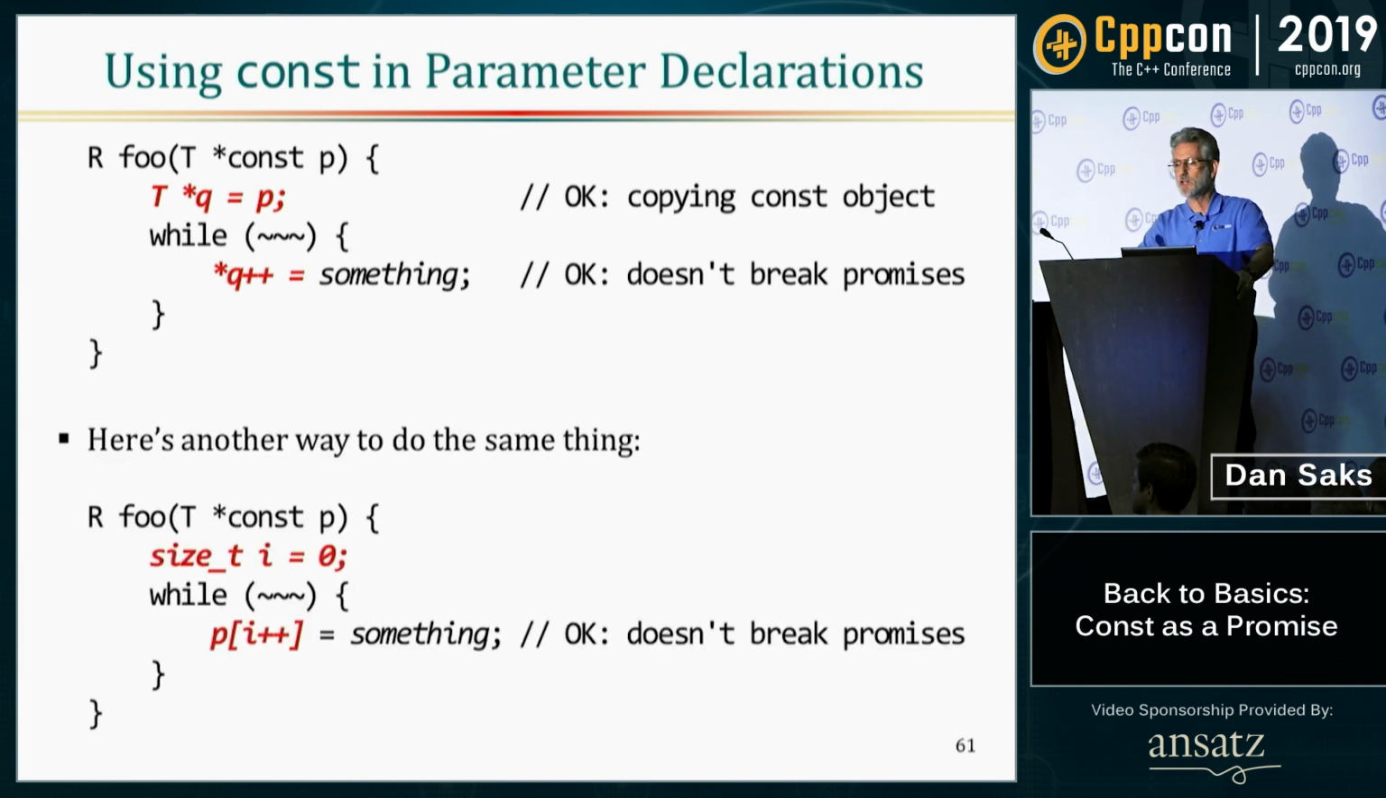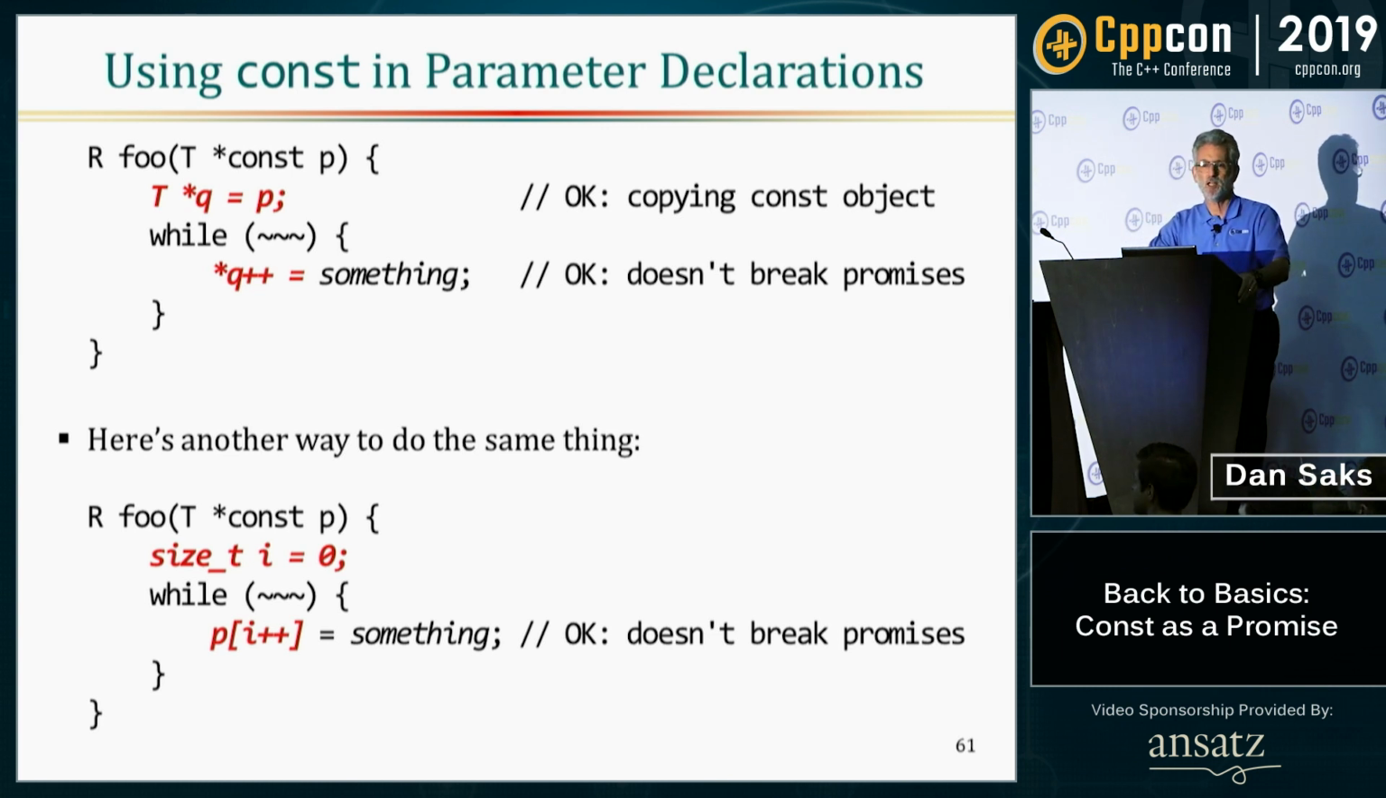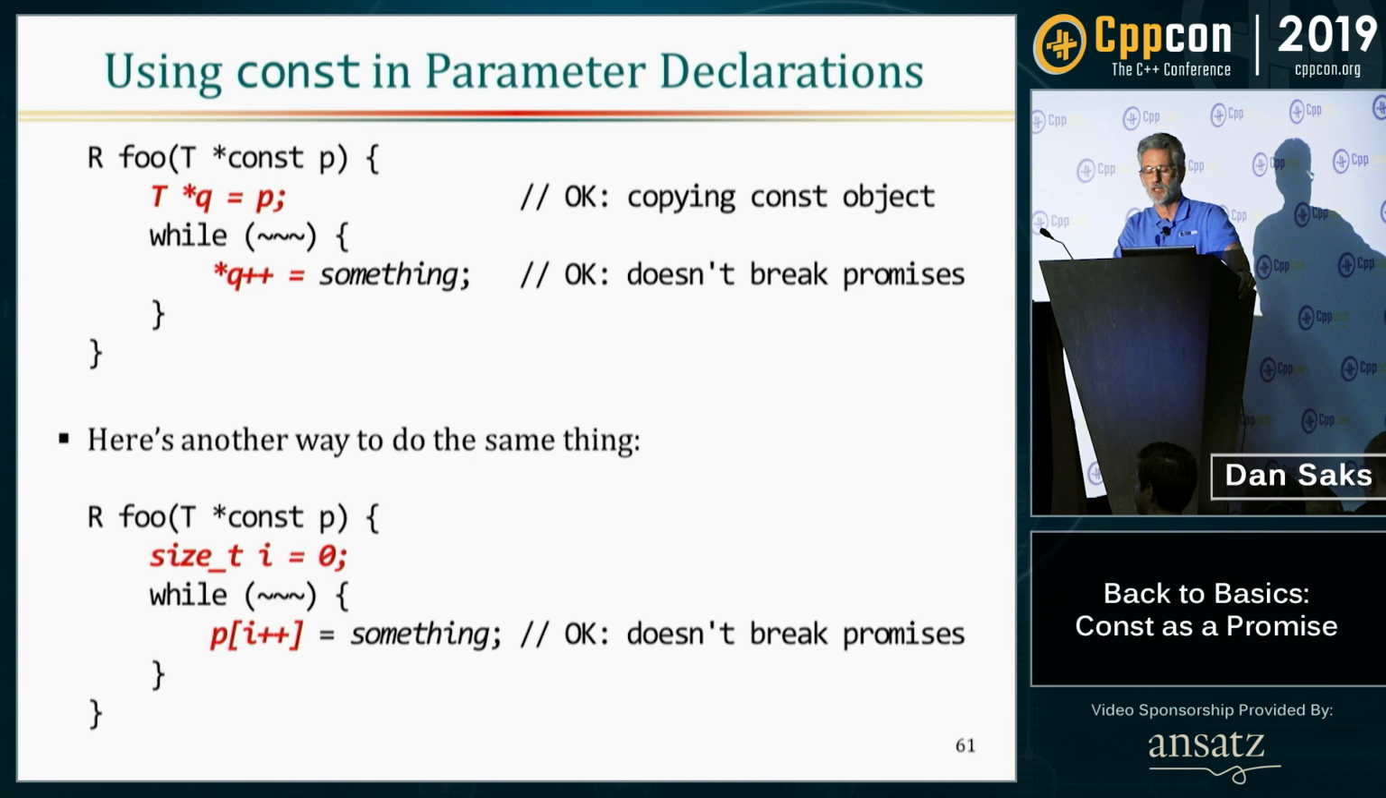You can also do it with array notation. You can declare a local variable for an index and a subscript off of the pointer, and that doesn't change the pointer either. So I would say I'm not too partial to using const in this way. I think it's arguably deceptive. It tricks the less than completely alert reader into thinking that there is a behavioral statement there when there really isn't. There's an implementation statement, not a behavioral statement.